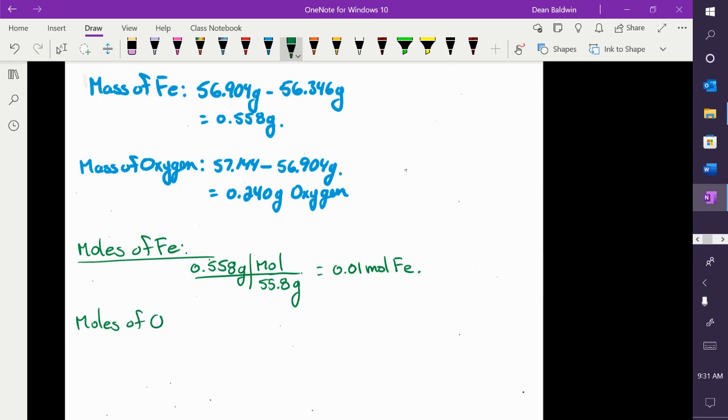We also want moles of oxygen. So that's going to be the grams of oxygen, 0.240 grams. 1 mole is 16.0 grams, which gives me 0.015 moles of oxygen.